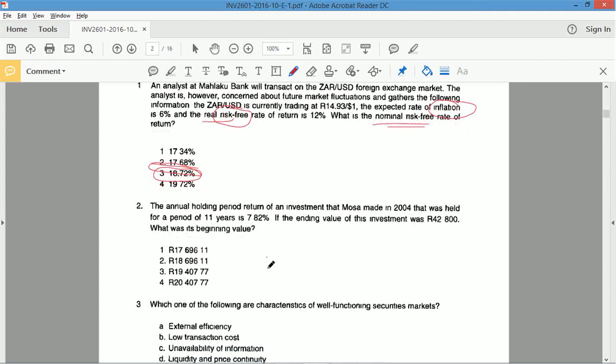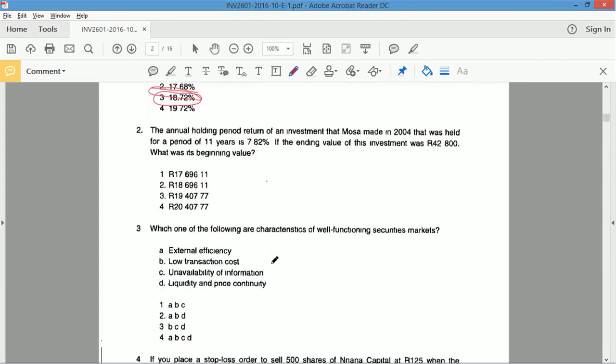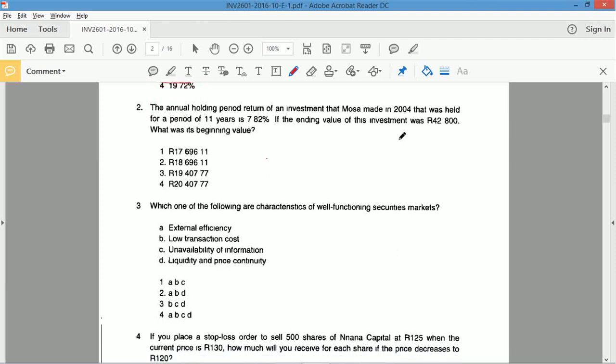Question 2. The holding period return on an investment that Moser made in 2014 that was held for a period of 11 years is 7.82%. If the ending value of this investment was 42,800, what is the beginning value? That's a time value of money calculation. The textbook does give you a manual equation to work out.